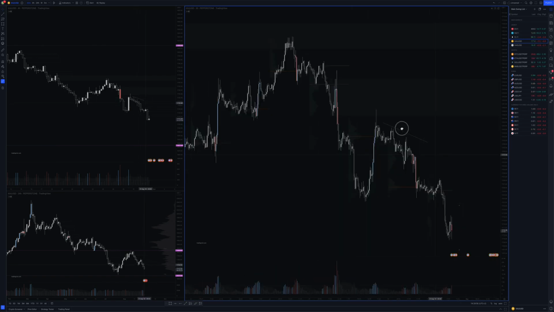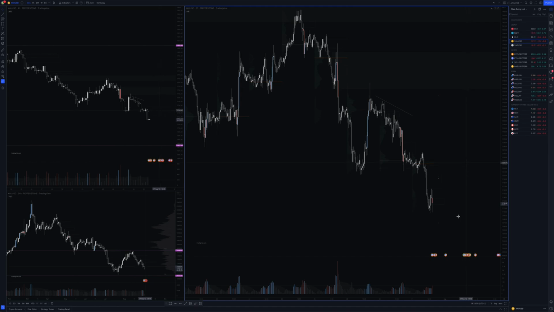This was a very hard trade to get into, but if you have, for example, this higher time frame bias, then this is the way you can jump into these positions.